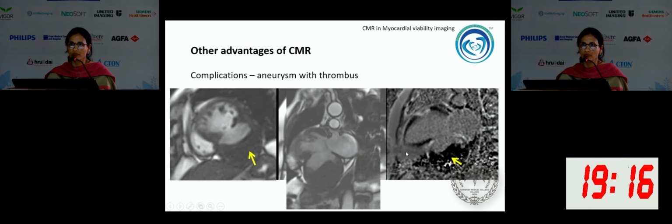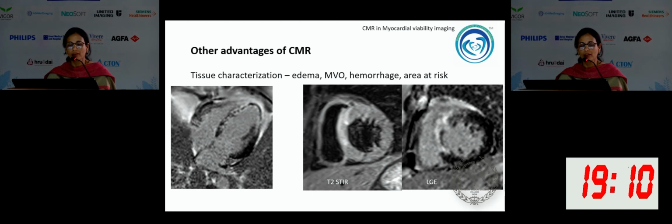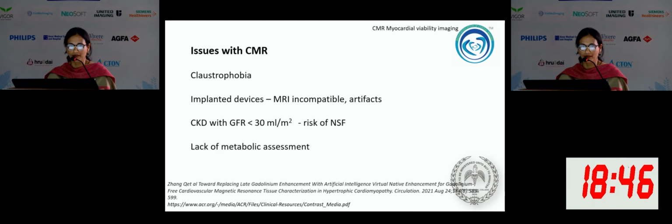For complications like aneurysm, when we want to get a good spatial resolution and image this, MR is obviously the best modality. For tissue characterization, to look for edema, microvascular obstruction, hemorrhage, area at risk, MR is the modality. We can see here T2 STIR showing the edema. The same patient has the infarct as well as an area of no reflow, where there is a dark core, which is the microvascular obstruction. So obviously all these cannot be assessed in any other modality.